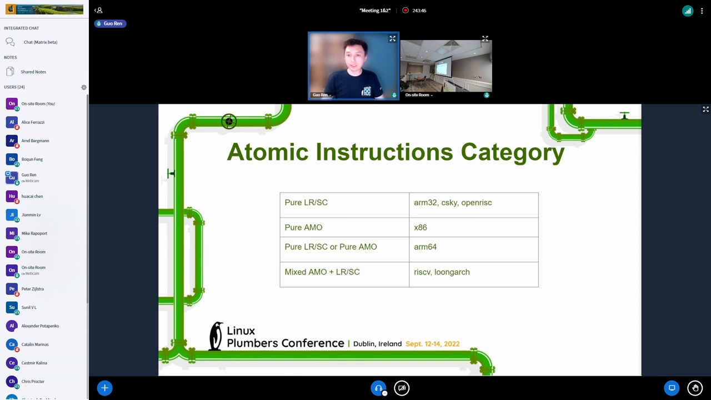The pure load reserve store conditional architectures are such as ARM32, RISC-V, and OpenRISC. The pure AMO architectures are such as x86, and ARM64 is pure load reserve store conditional. Others have pure AMO, which they call LSE, large system extension. When you use the large system extension, you will move to all AMO atomic instructions. Another kind of architecture is a little bit confusing. They mix AMO and load reserve store conditional. That means they give out some AMO instructions, but they don't give the complex ones, such as compare exchange. RISC-V and LoongArch are this case.